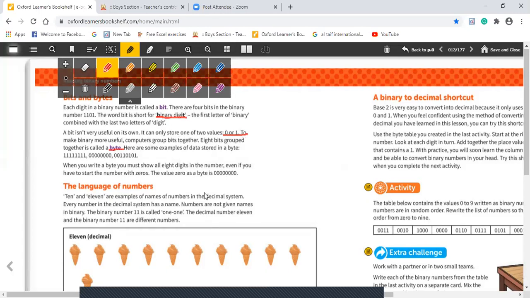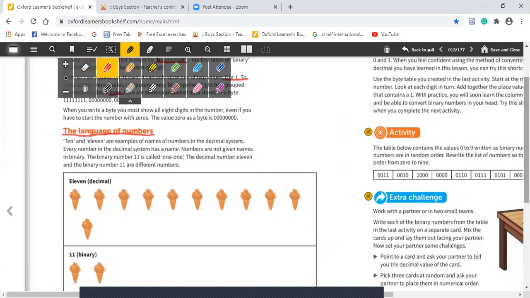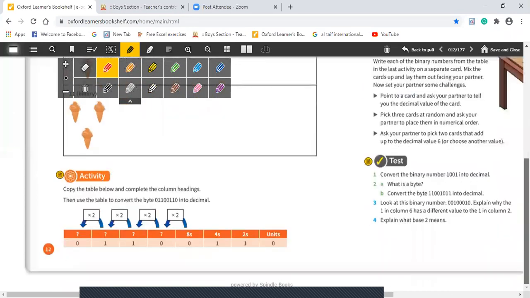Now look here, we have something called the language number. What is the language number? For example, we are going to take the number 11. If you are going to read the number 11 using the binary system, what will you say? 1 1. You will not say 11. But when you read the number 11 in the decimal system, you will say 11. Right? See, it's quite different. Decimal system, that is 11. Binary system, it's 1 1.